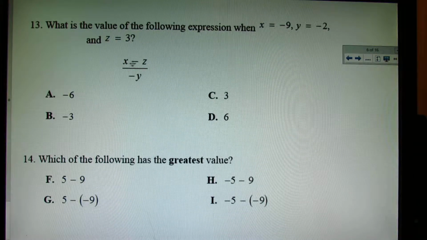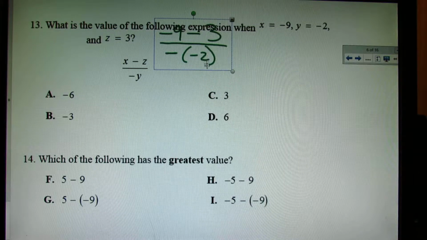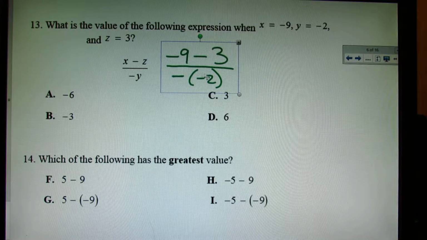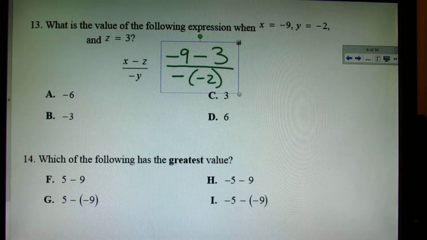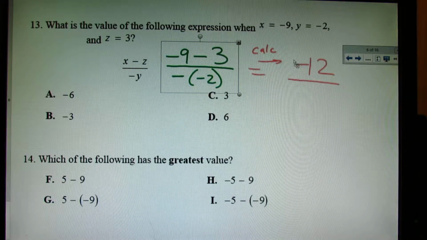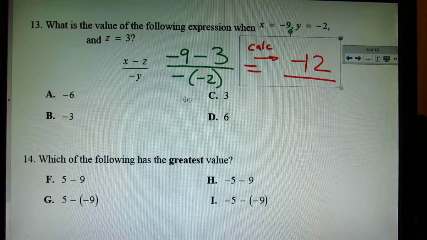So if I substitute in, I'm literally going to start writing x, oh, that's -9, minus z, oh, that's 3, divided by -y. Okay, well, that's -(-2). Interesting. What are we going to do about that? Okay, we'll start with the numerator. In our calculator, just going to do that numerator. Numerator is -12.